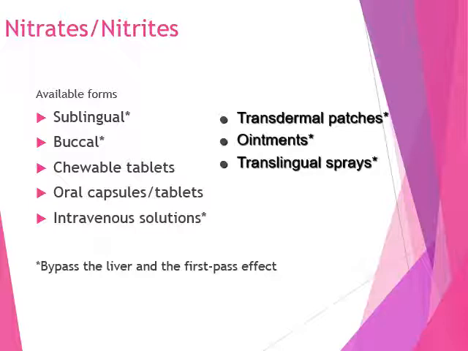So all of those are our preferred methods, or our preferred forms, I'll say, in emergency situations where a person is having extreme angina or extreme chest pain. We're going to use a translingual spray, ointment, transdermal patch, a buccal form or a sublingual form, or even IV form before we would use oral capsules or chewable tablets. The other ones are going to work quicker because they bypass the liver in the first pass effect.